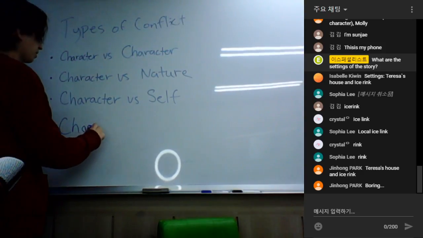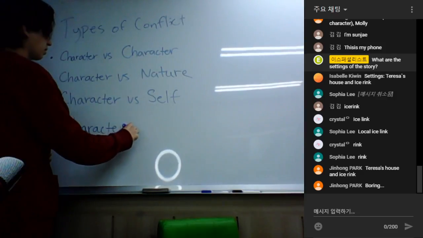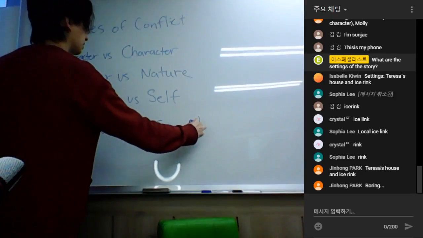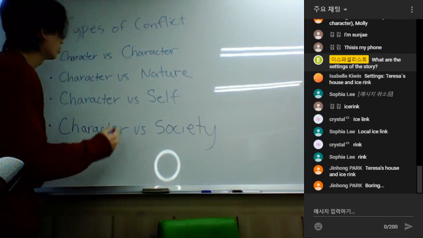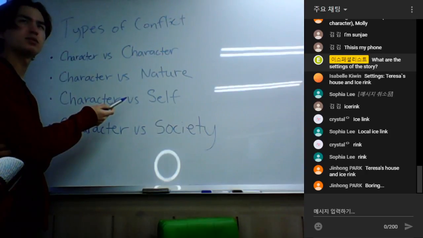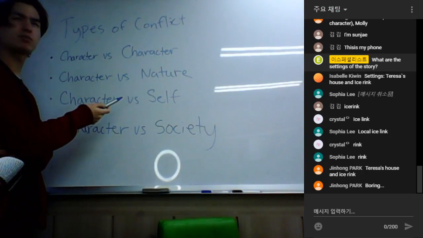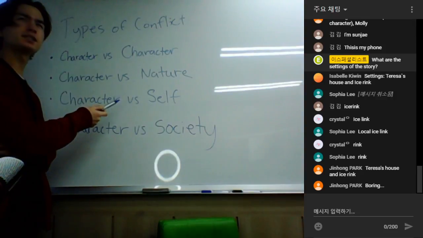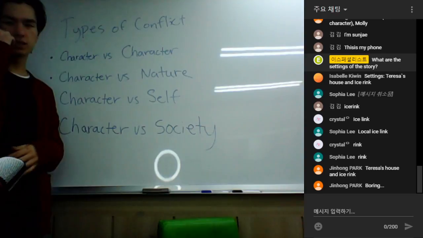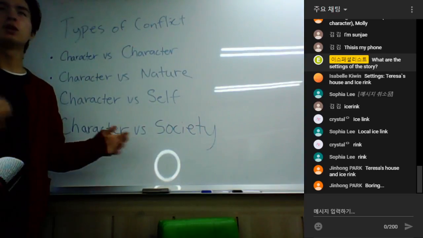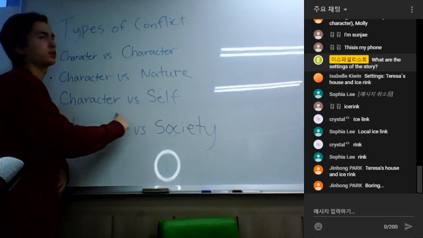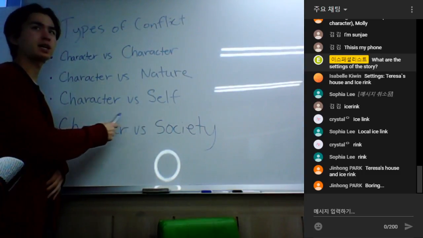We have character versus society, right? Well, we didn't come up with an example of character versus self. What's an example of character versus self? Maybe Frozen is a problem of character versus self, where Elsa kind of runs away because she's scared of having these powers. She can't control her magic winter ice powers, so she runs away. That's character versus self conflict. That's where that conflict is.